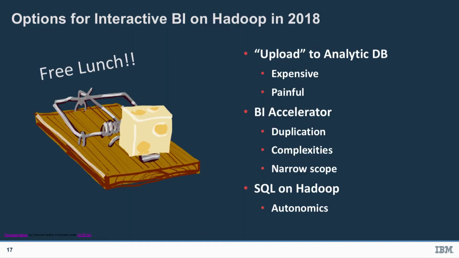What are your options for interactive BI in 2018? The first two are the ones we already talked about. The upload to the analytic DB, which is the one that we likely want to avoid. Then the BI accelerators, we talked about the limitations. And now you also have SQL on Hadoop. And SQL on Hadoop also has limitations today, both in Hive and Big SQL, for example. The support for autonomics is not as good as in the BI accelerators, and the indexing is not there. But other than that, all the rest is there.